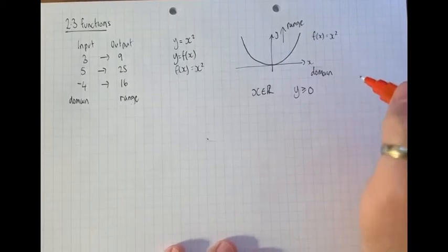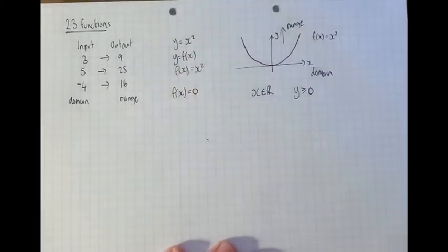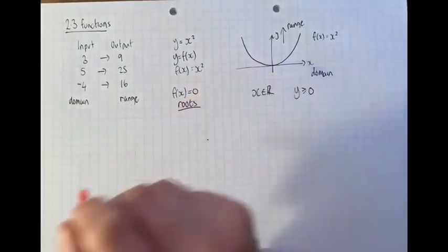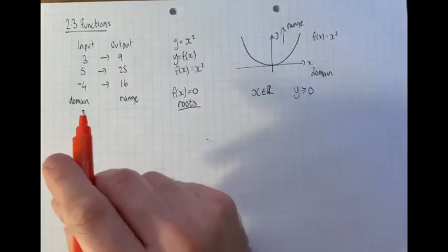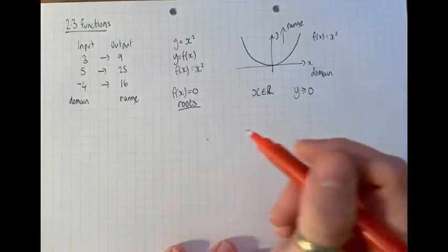The solutions to the function, where f of x equals 0, are what we looked at earlier, solving quadratics. They're called the roots. So the solutions are known as roots. And if it's a graph which crosses the x-axis, the roots are where it would cross the x-axis.